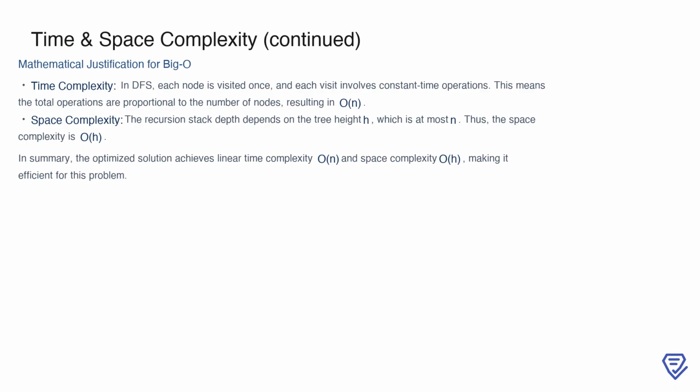This means the total number of operations is directly proportional to the number of nodes, resulting in a time complexity of O(n). For space complexity, the primary factor is the recursion stack depth, which depends on the height of the tree, denoted as h. In the best case, h is approximately log n, and in the worst case, h equals n. Therefore, the space complexity is O(h).